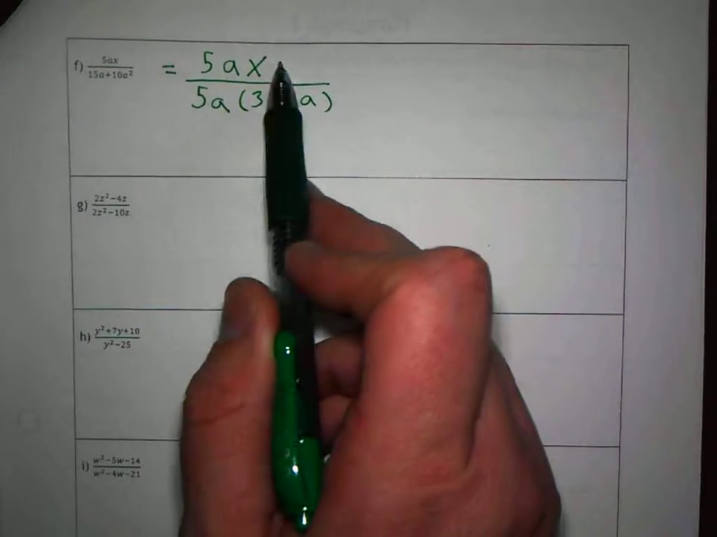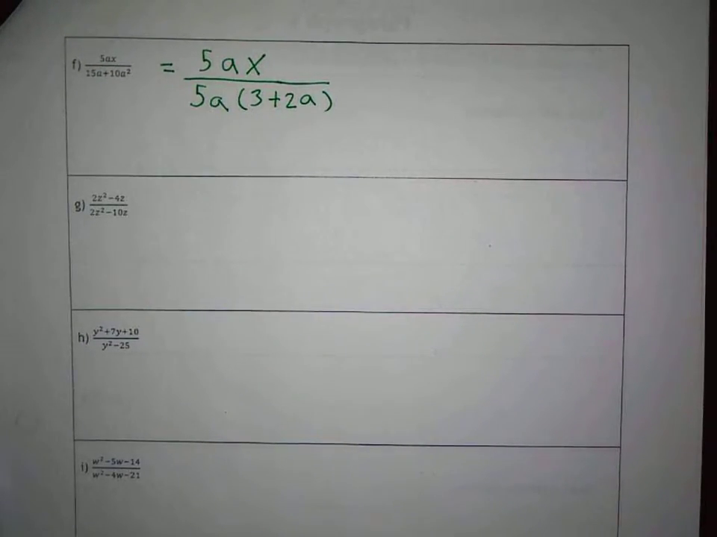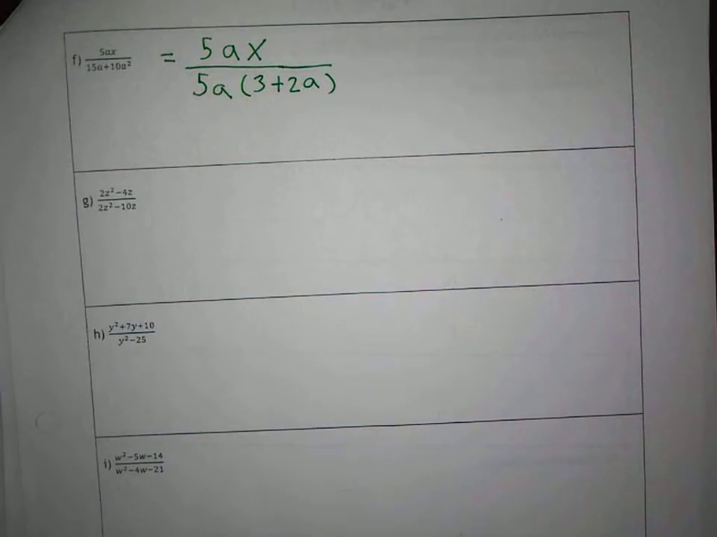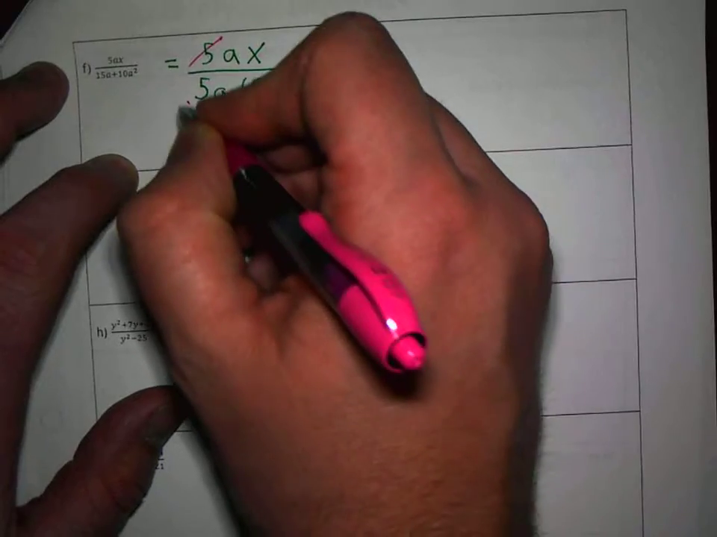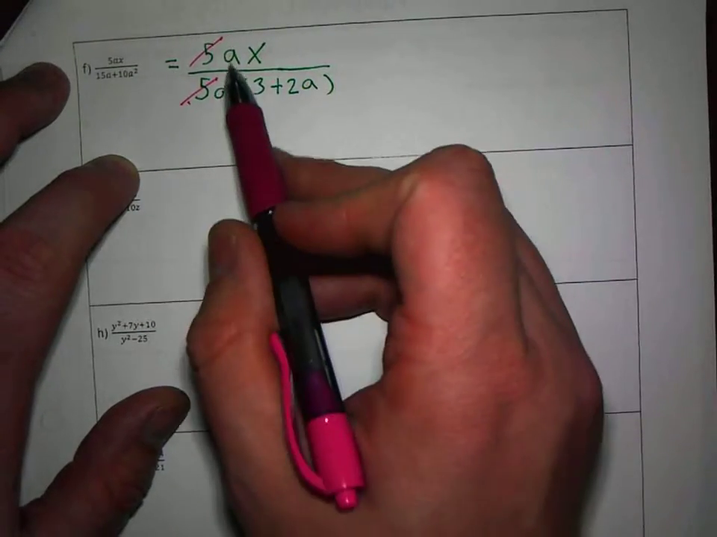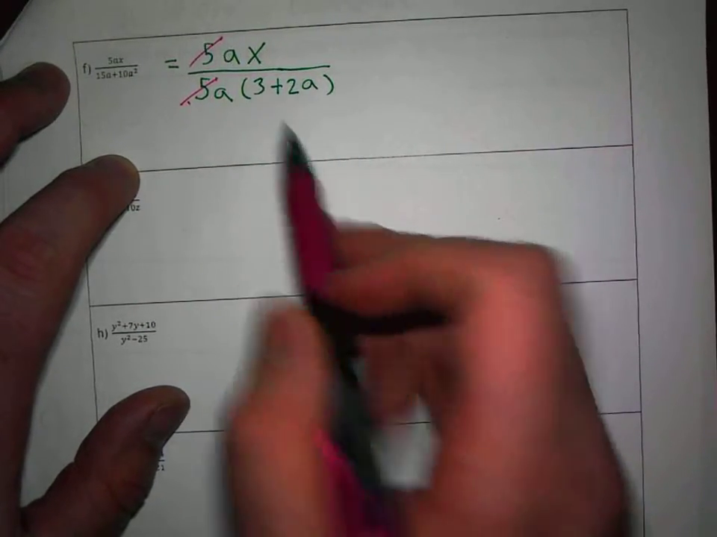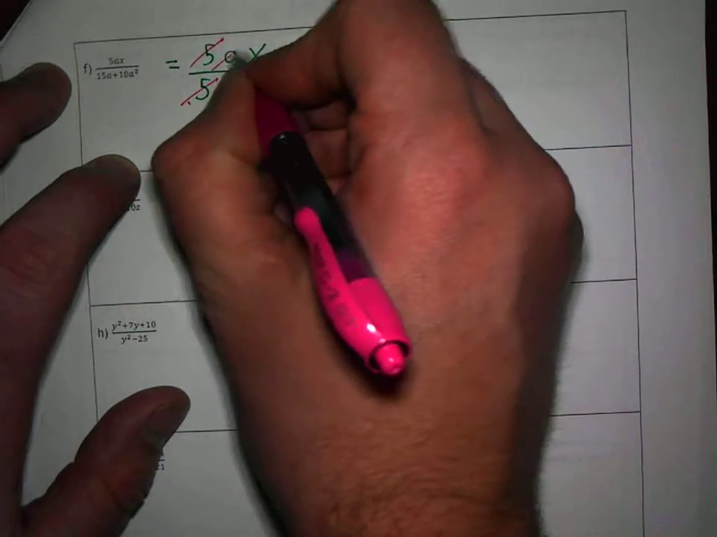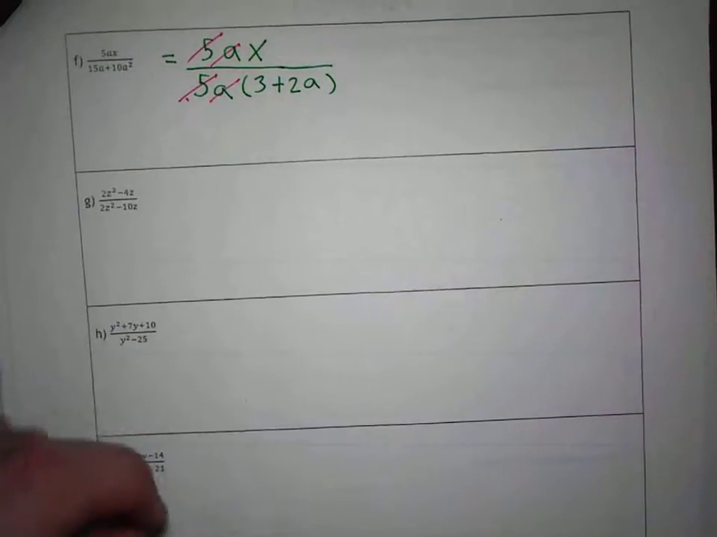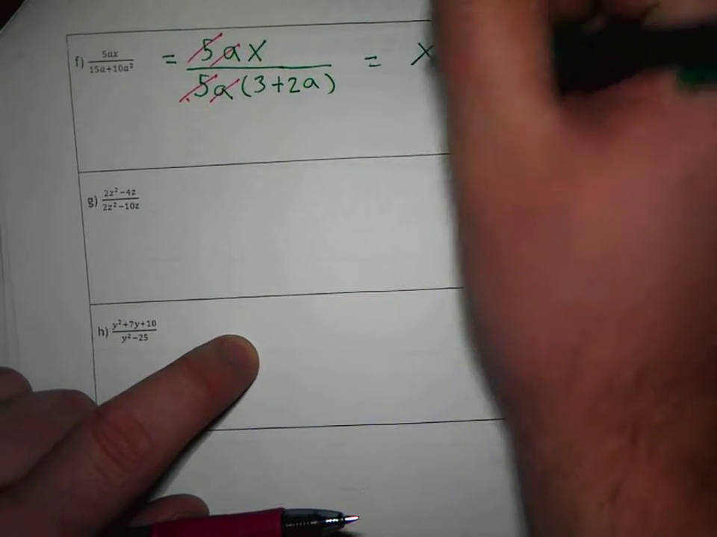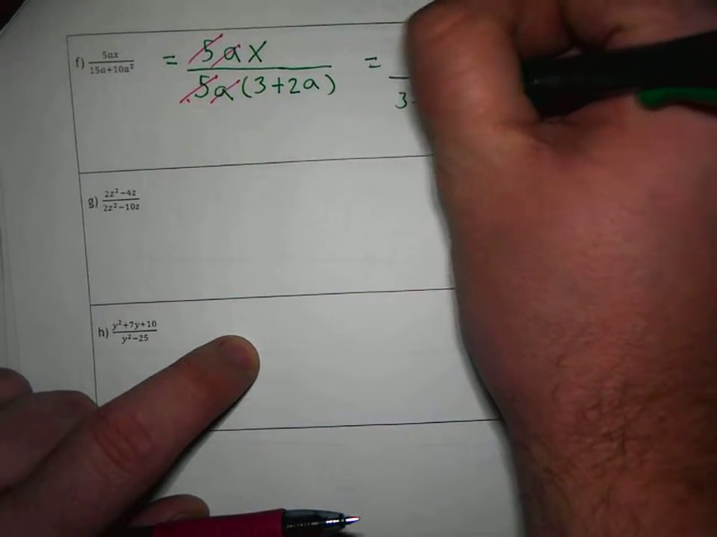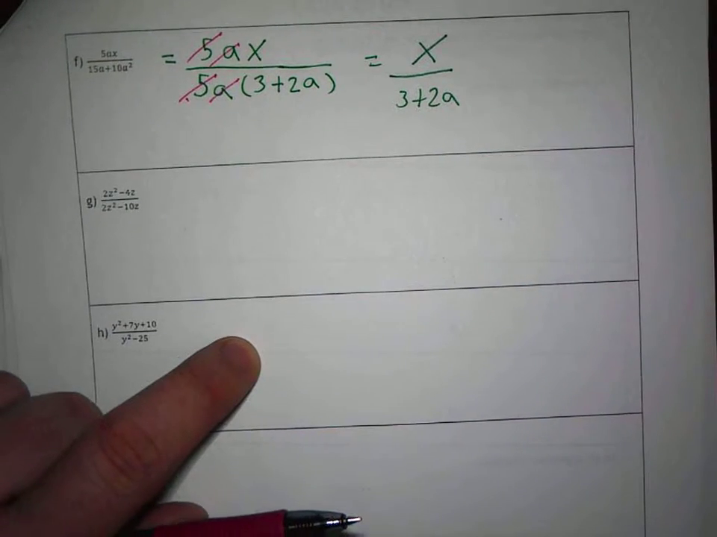So you can't cancel a 3 plus 2a unless there's a 3 plus 2a up there. But 5ax, 5a, those are all separate. You can cross off any like terms. The like terms are 5 and 5. Now you can't cross this a with that a because 3 plus 2a is together. But this a and this a you can cancel. And what's left over is x over 3 plus 2a. Okay.